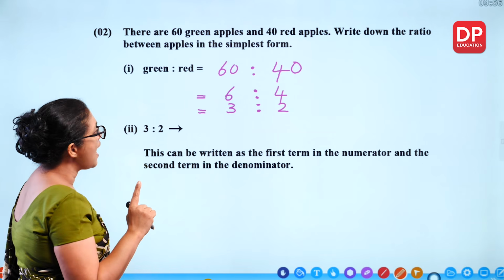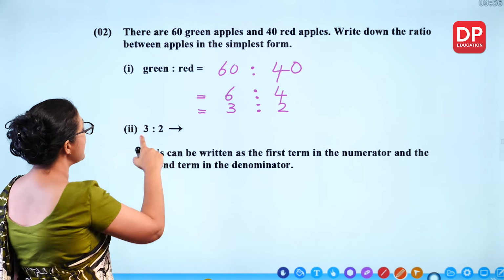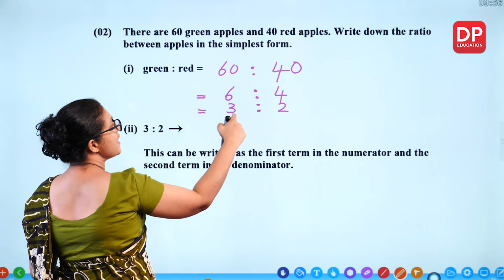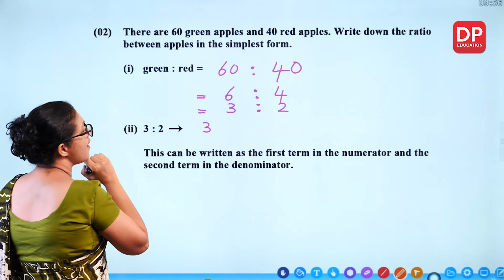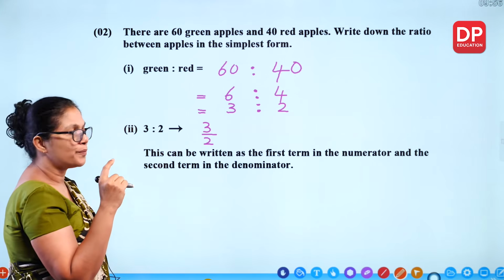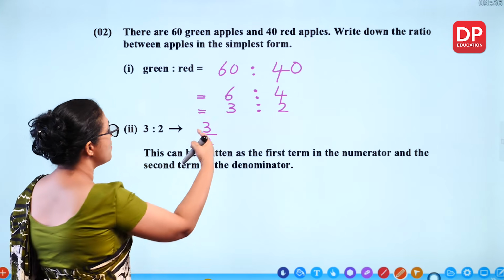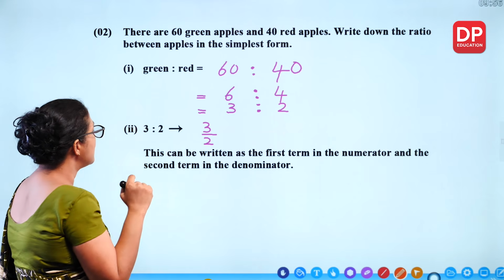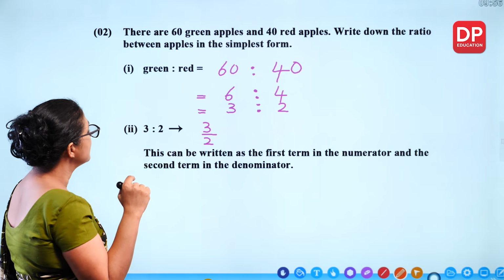This can be written with the first term in the numerator. So this is the numerator. I can write 3 divided by 2 as a fraction, 3 over 2. First term in the numerator and the second term in the denominator.